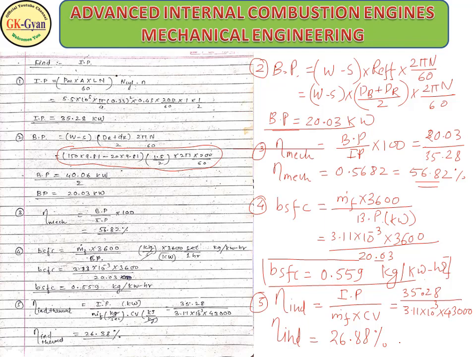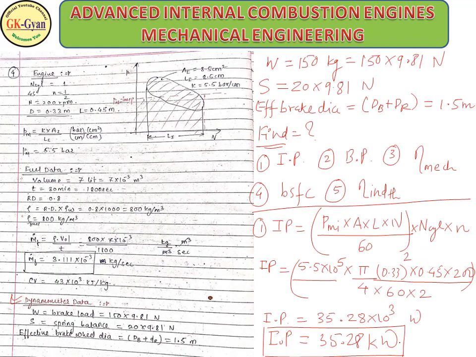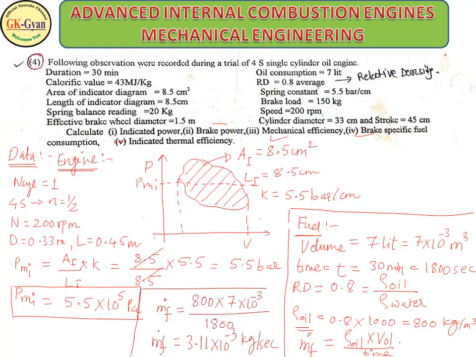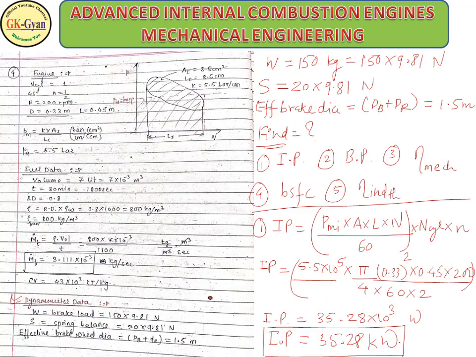So this is the numerical, which is based on the indicator diagram. With the help of the indicator diagram, we calculate the indicated mean effective pressure, and with the help of indicated mean effective pressure, we calculate IP, and so that we calculate BP and all the remaining parameters. So understand this, note down this numerical.